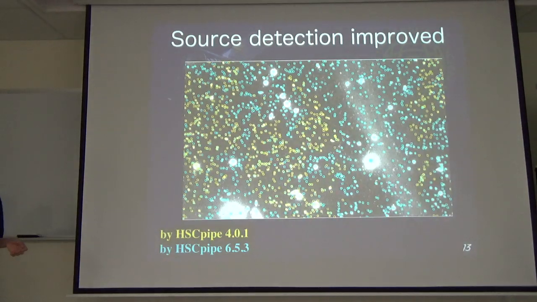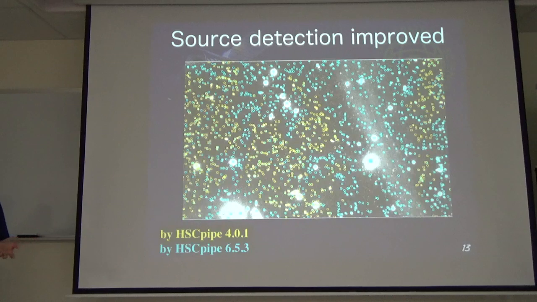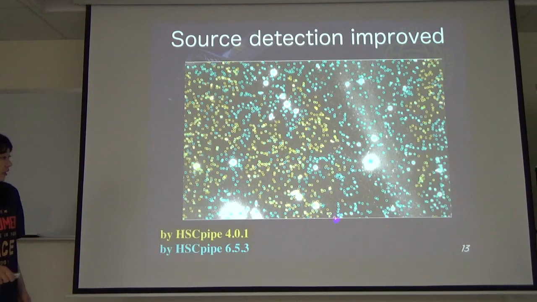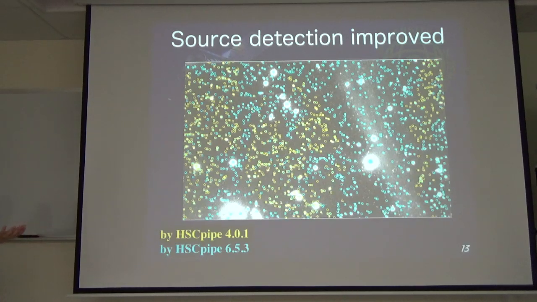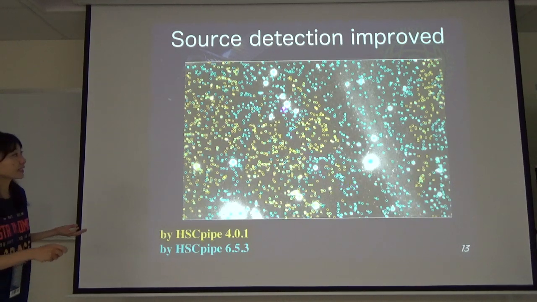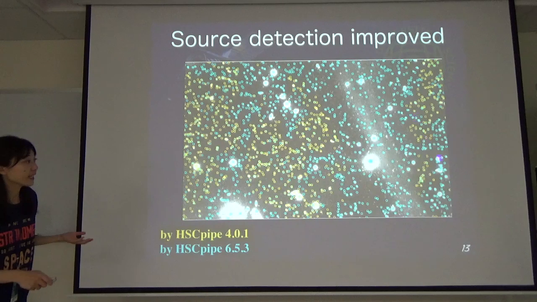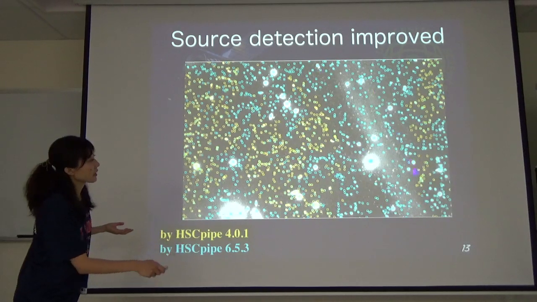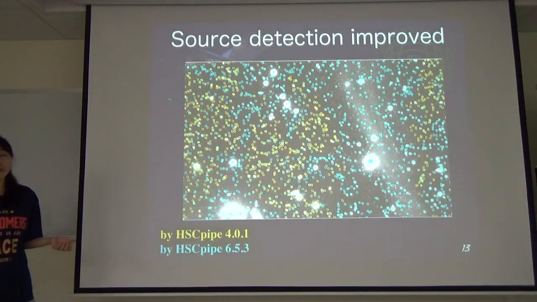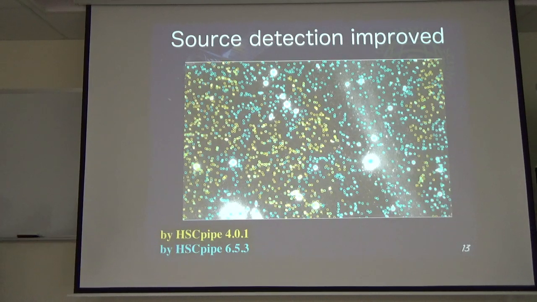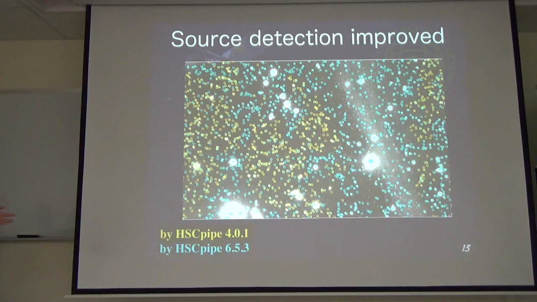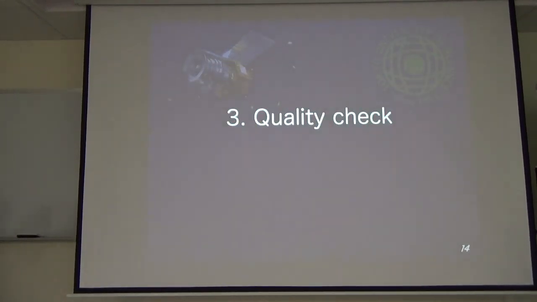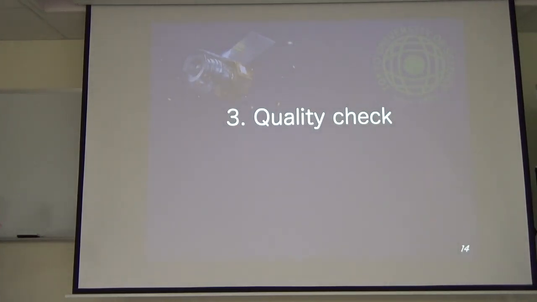And the pipeline version 6 is much better than the version 4. So the new HSC catalog has the missing sources in the previous HSC catalog, marked in cyan circles. So okay, we can fix the missing sources problem. Then we check the quality of the new HSC catalog.